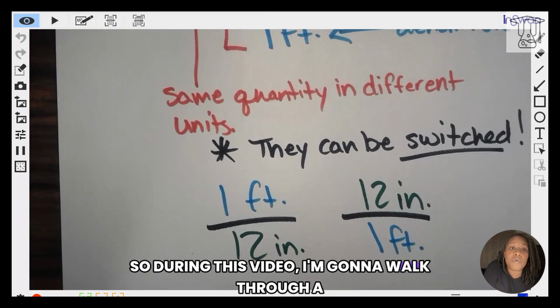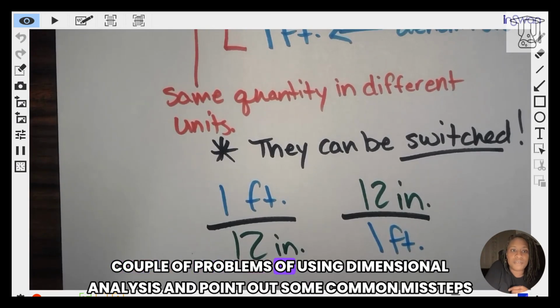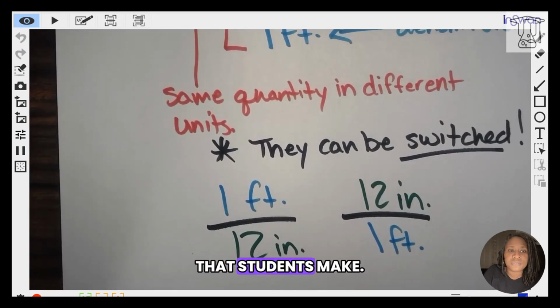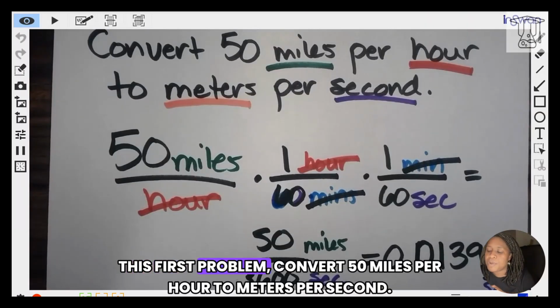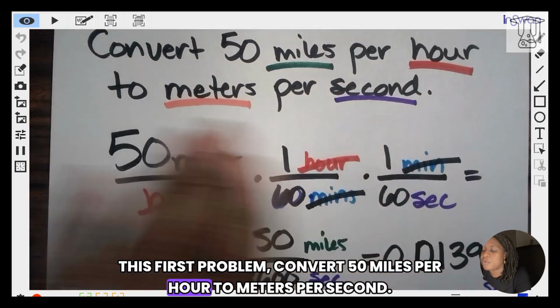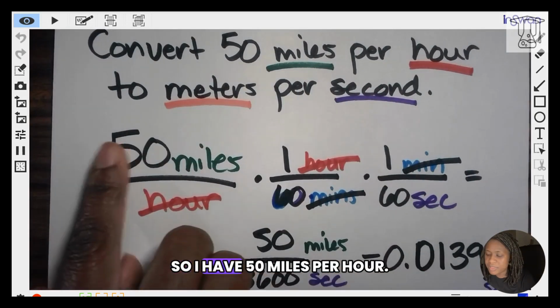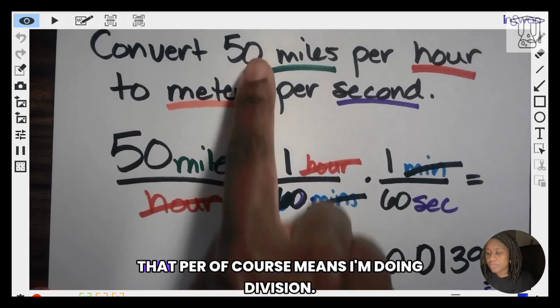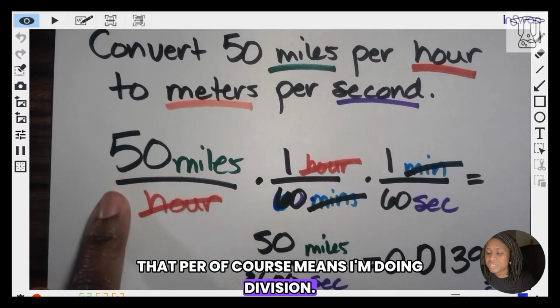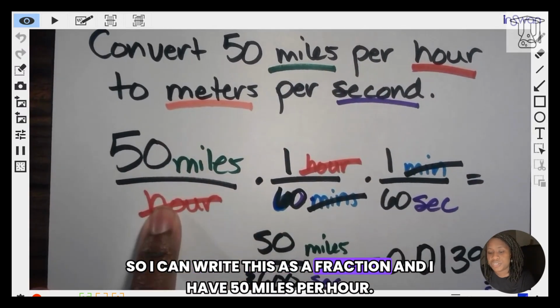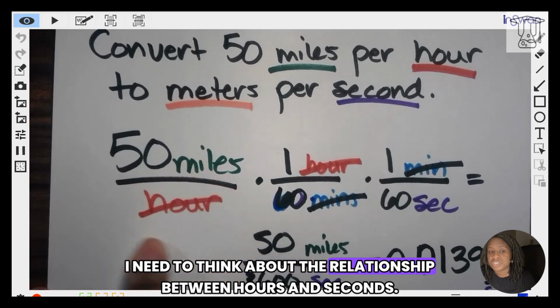So during this video, I'm going to walk through a couple of problems of using dimensional analysis and point out some common missteps that students make. This first problem: convert 50 miles per hour to meters per second. So I have 50 miles per hour. That per, of course, means I'm doing division, so I can write this as a fraction. I need to think about the relationship between hours and seconds.